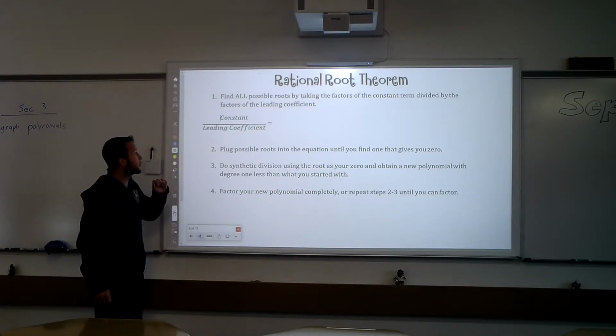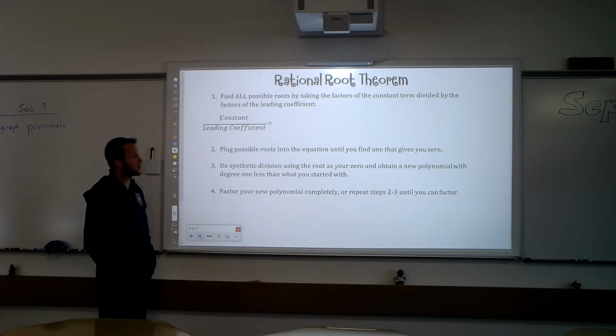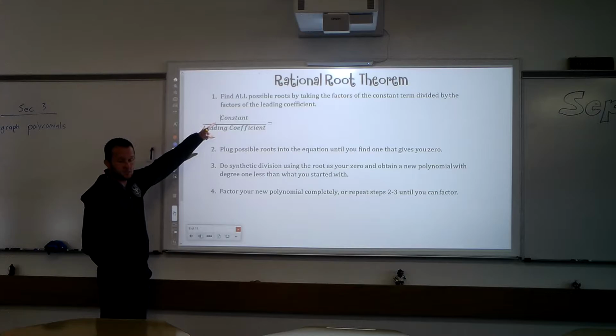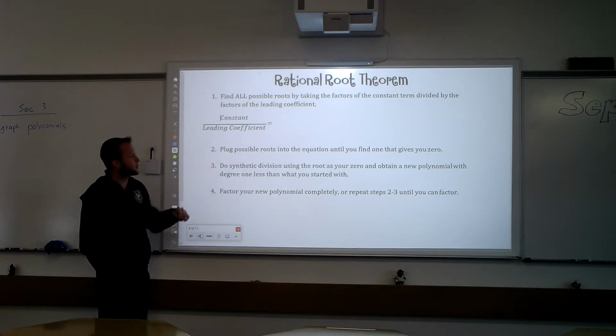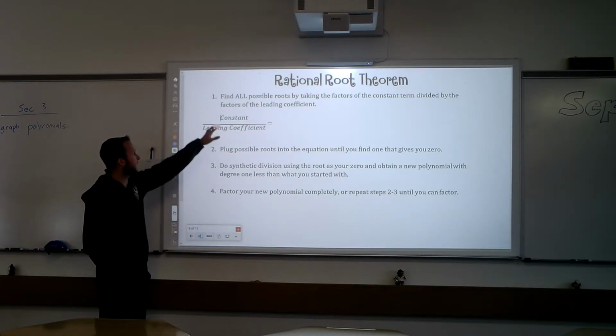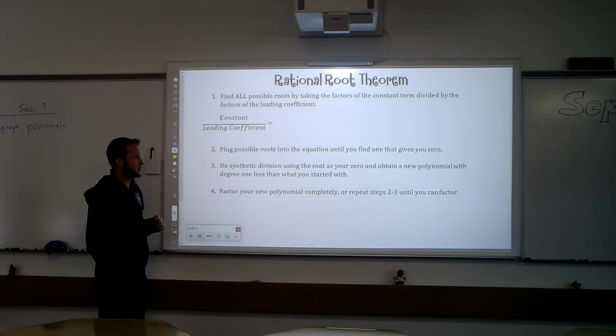How the rational roots theorem works. This helps you find all possible rational roots by taking factors of the constant term and dividing them by factors of the leading coefficient. So I'm going to start with my constant term, that's going to be the last one with no x's on it. And I'm going to look at all the numbers that multiply to get that. Then I'm going to divide those factors by factors of the leading coefficient. And any of those is a possible rational root.